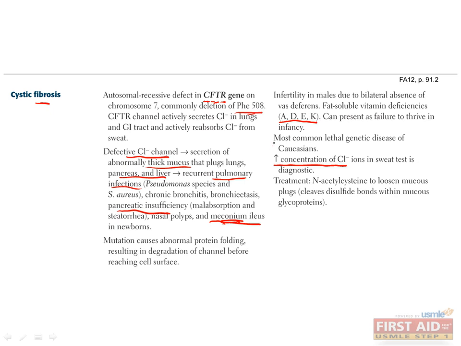You should also know that cystic fibrosis is the most common lethal genetic disease in Caucasians, and patients have an average life expectancy of 36 years.